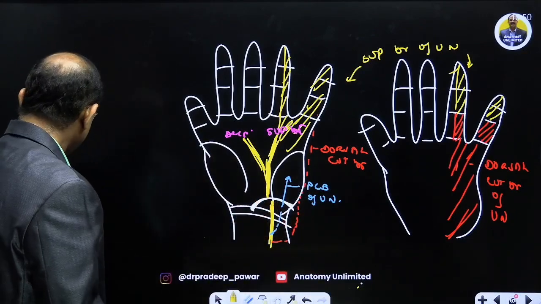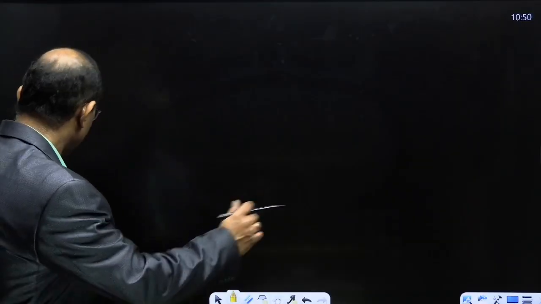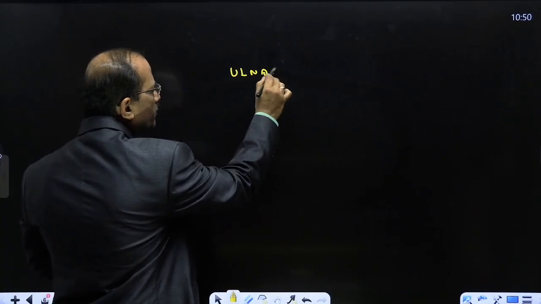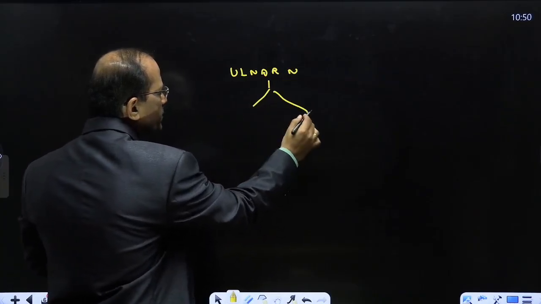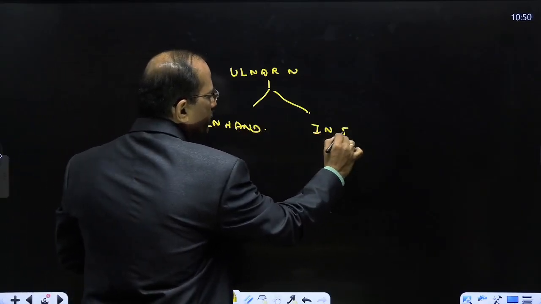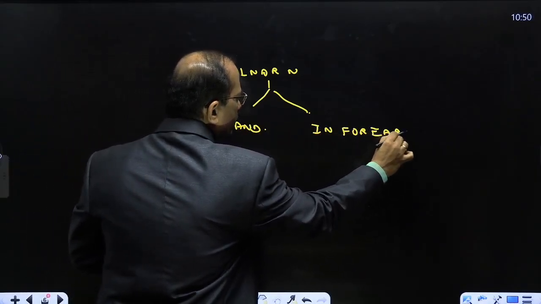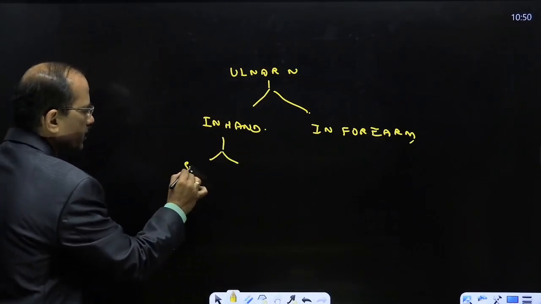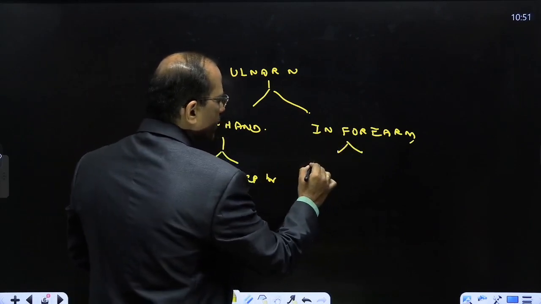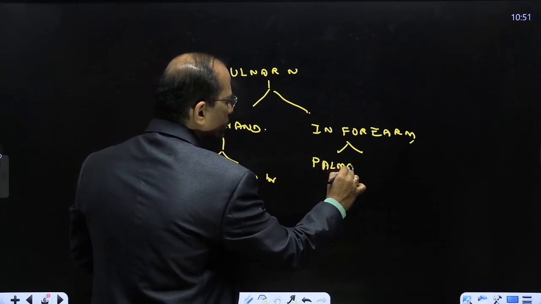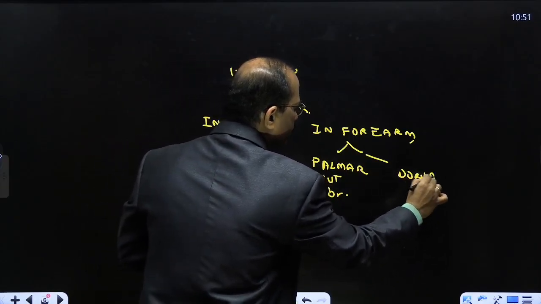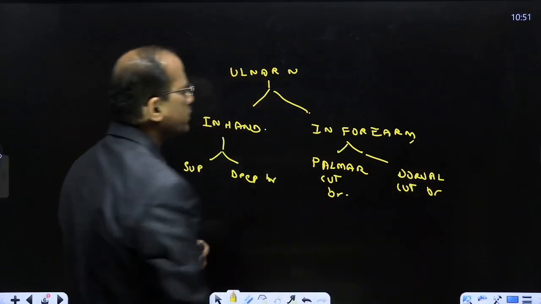So, let me draw one more slide for you. Look, I'll draw the slide for you. So, ulnar nerve. Yes, I make two branches like this in the hand and in the forearm. In the hand, it gives a superficial and a deep branch. In the forearm it gives a palmar cutaneous branch and a dorsal cutaneous branch.